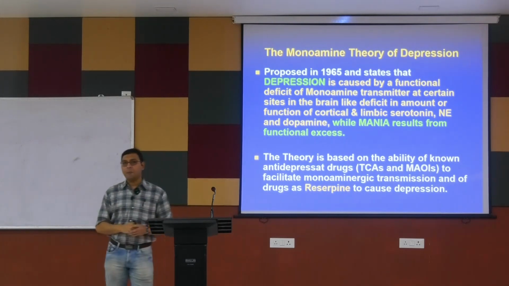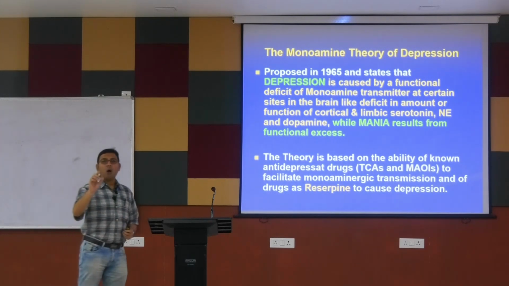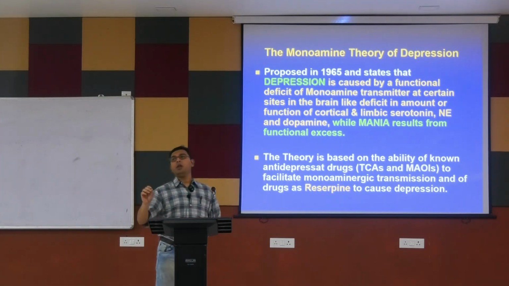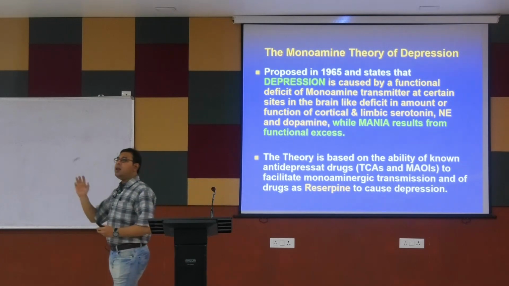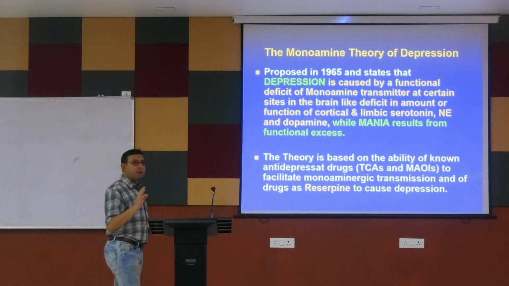So this is the functional deficit. Functional deficiency, whatever it may be, is the deficiency of the monoamines. Monoamines most commonly means norepinephrine and serotonin, and in some cases dopamine. This deficiency is present in the neurotransmitter junction.